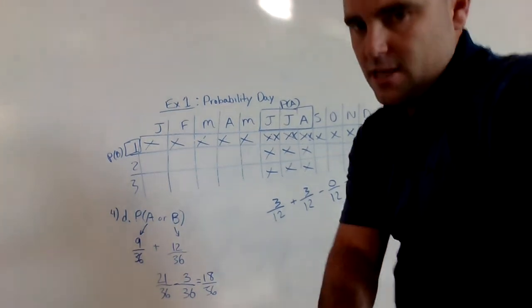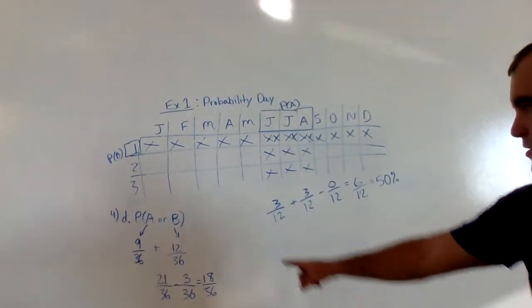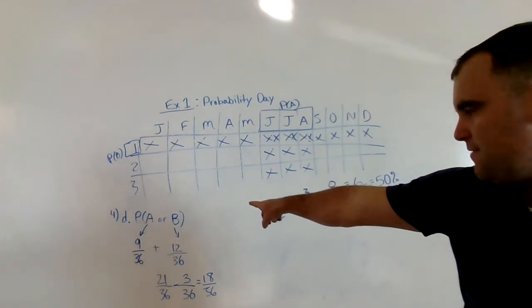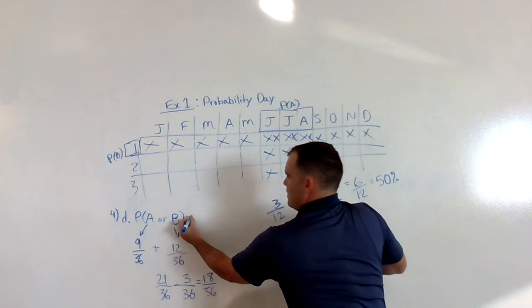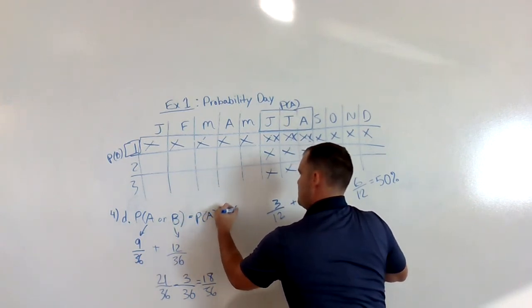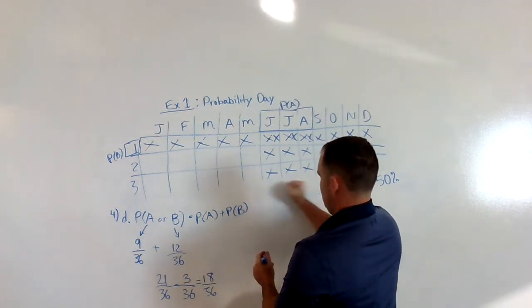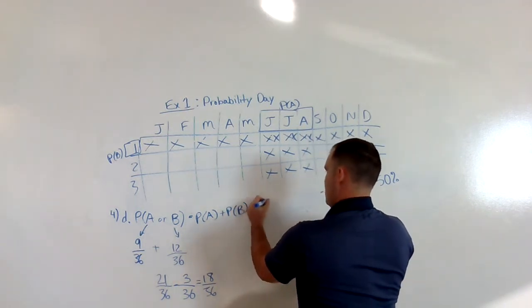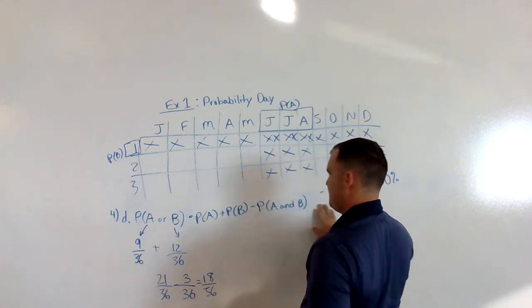And according to the OR probability, you can use that formula down here. The probability of A or B is equal to the probability of A plus the probability of B minus the probability of A and B.